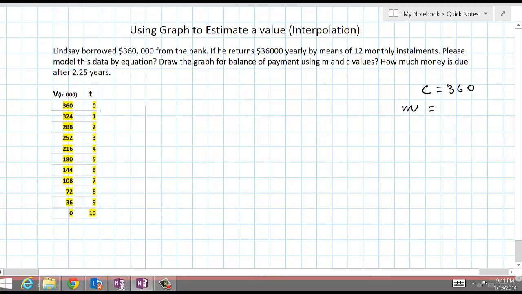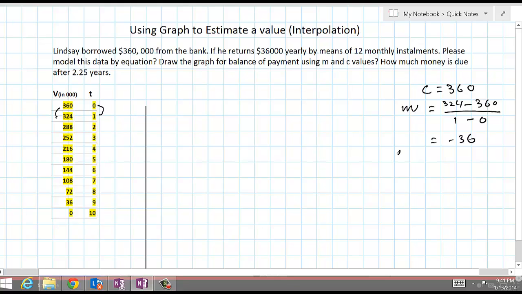In order to find the M value, we take this difference of independent variable and we take this difference of dependent variable, and then we divide them, the difference in dependent variable values divided by the difference in the independent variable values. So this would be 324 minus 360 divided by 1 minus 0. This would give us minus 36. So that is the M value.